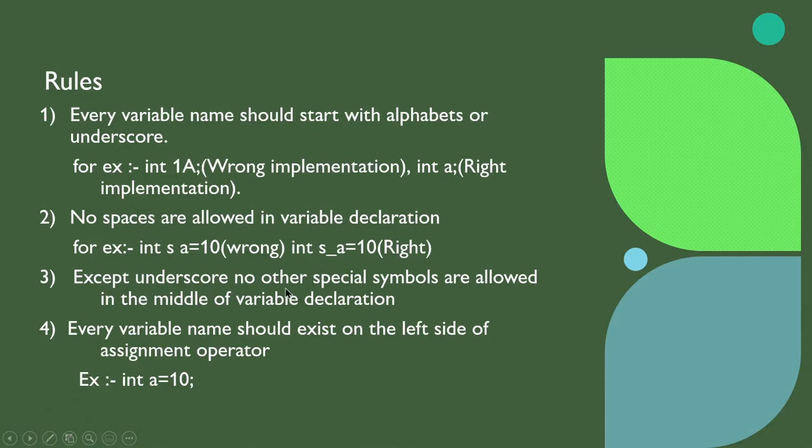Except underscore, no other special symbols are allowed in the variable declaration. Except underscore, you cannot give any symbols in the variable name. Every variable name should exist on the left side of the assignment operator. In the sense, every variable name should be on the left side of this assignment operator. These are some basic rules to declare a variable.